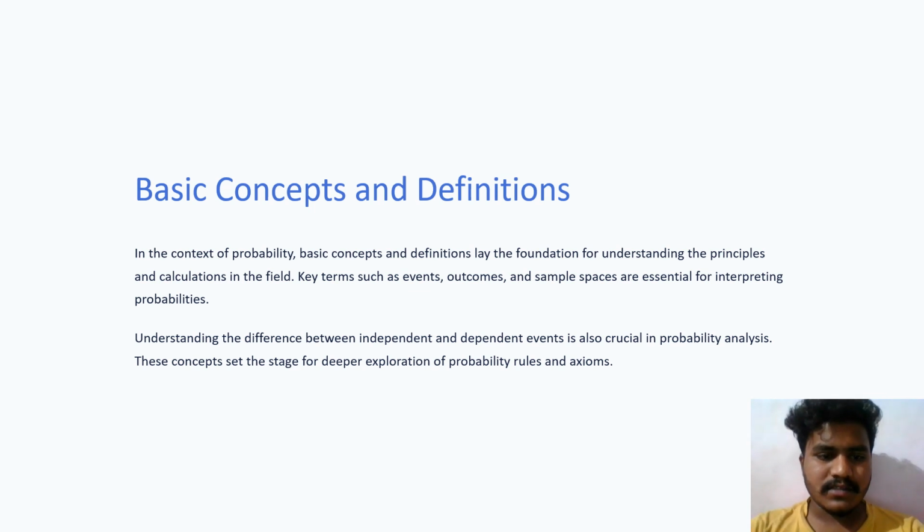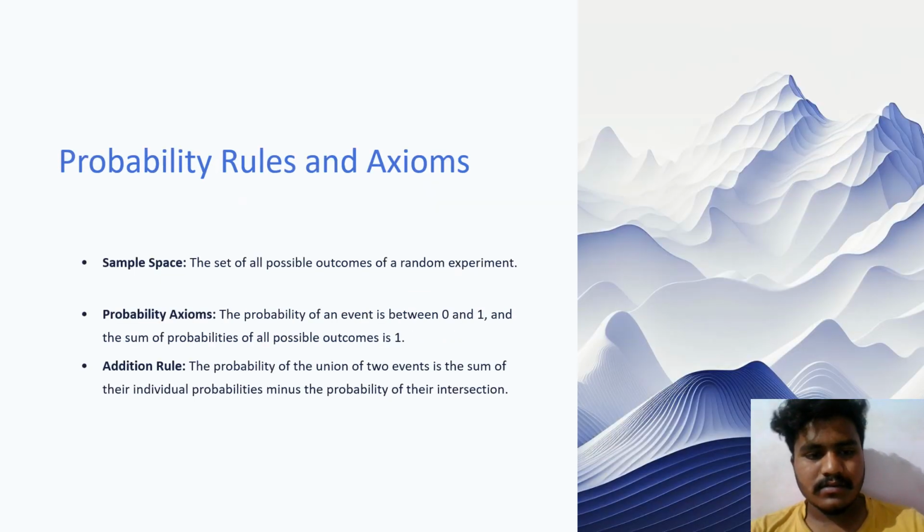Basic concepts and definitions. In the context of probability, basic concepts and definitions lay the foundation for understanding the principles and calculations in the field. Key terms such as events, outcomes, and sample spaces are essential for interpreting probabilities. Understanding the difference between independent and dependent events is also crucial in probability analysis. These concepts set the stage for deeper exploration of probability rules and axioms.